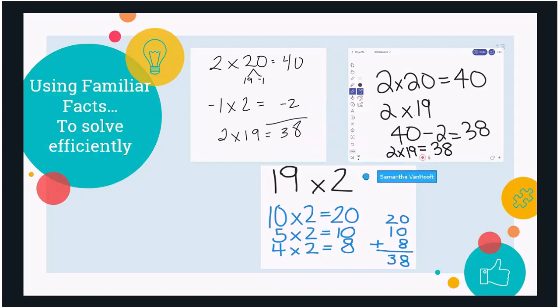And for the bottom one, I used smaller facts, smaller chunks. I split up 19 into 10 times 2 equals 20, 5 times 2 equals 10, and 4 times 2 equals 8, and then added them all together. Yeah, so the first examples were overshooting. We're using the higher number, and then in yours you're building up to get to your answer using familiar facts.